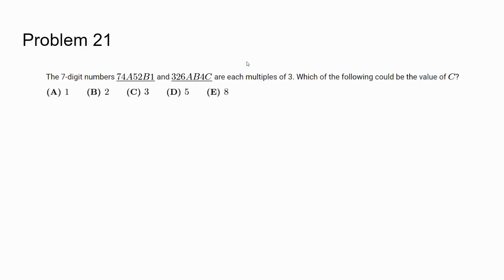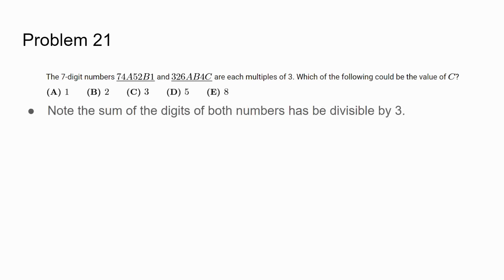First up, problem 21. We have two 7-digit numbers, 74A52B1 and 326AB4C, and we're given that each are multiples of 3, and it wants us to find which of the following could be a value of C.